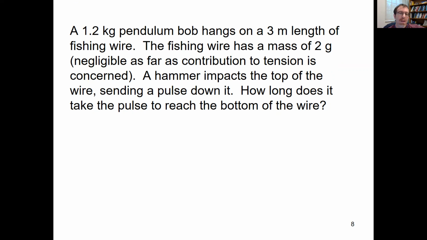All right, so anyway, we've got this mass hanging from the string. What are we going to do? We're going to climb up a ladder to the top of the string and strike the top of it with a hammer. And when we do that, it's going to send a pulse down the string. We're asked how long it takes the pulse to reach the bottom of this string or wire.